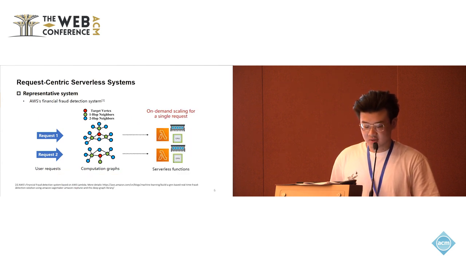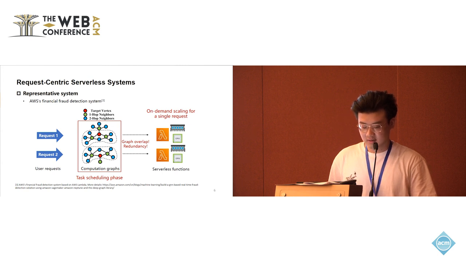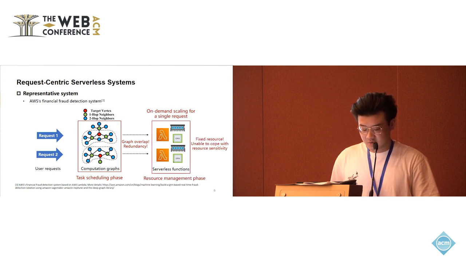The request-centric serverless system handles each request by triggering a function invocation, providing on-demand resources. AWS Lambda operates in this way. However, in task scheduling, due to the overlap between computation graphs arriving within a period, the request-centric method leads to significant redundancy. In resource management, the function resource is fixed during the whole process, which is unable to cope with the varying resource sensitivity.